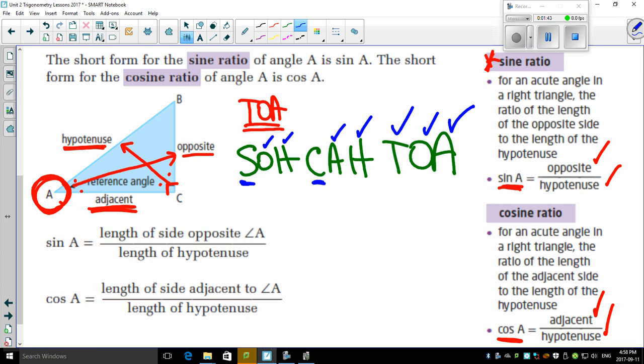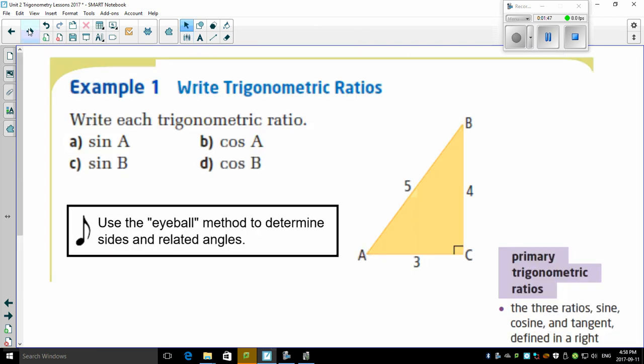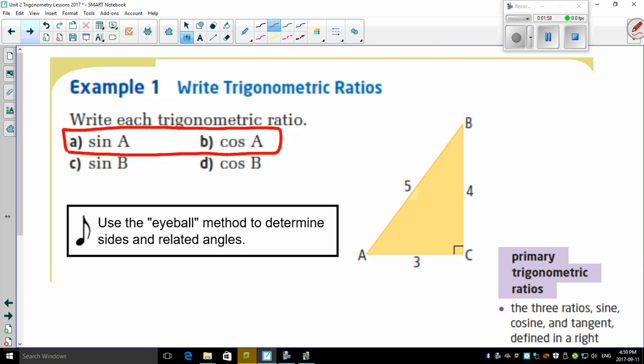So let's go on to the next question and see what this is all about. Take a look at this great question right out of your textbook. I really like this question. It says, write the trigonometric ratios. Let's do all the angles of A first. So I'm going to do this guy and this guy first, and let's see what happens. A says, tell me sine A, and then B says, tell me cos A.